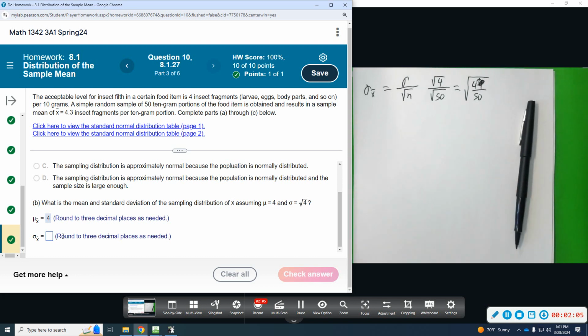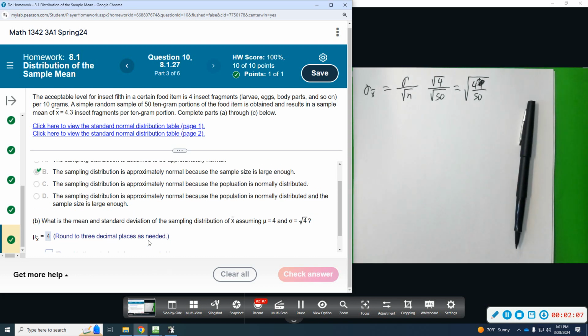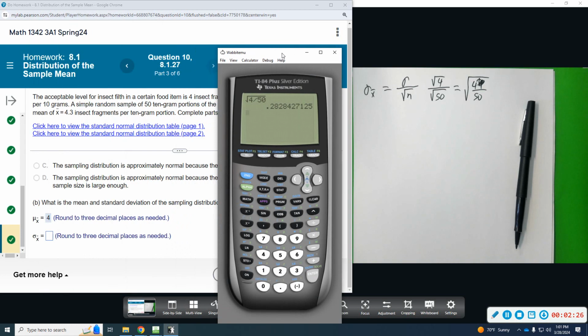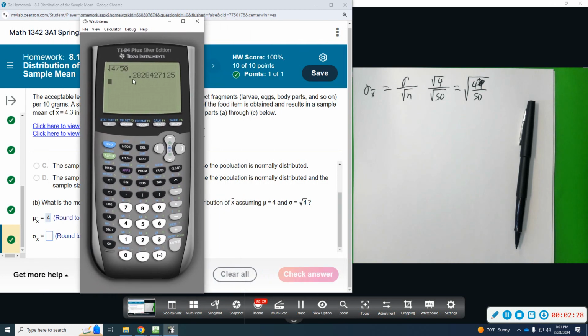Okay, so let's compute the standard deviation. I'm going to do square root, clear that, 4 divided by 50. All right, we're going to round this to 3 decimal places, so we're going to say 0.283.